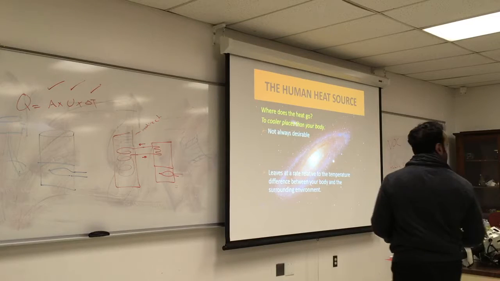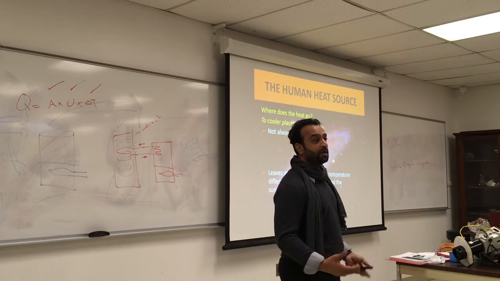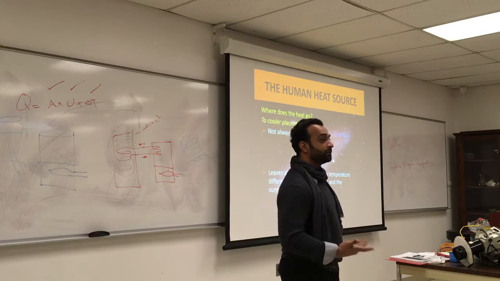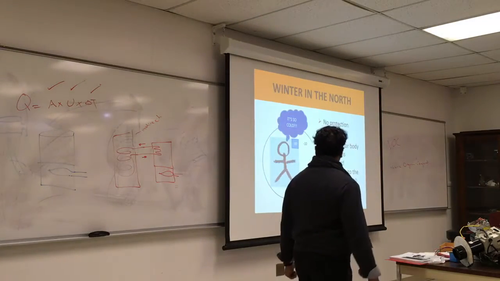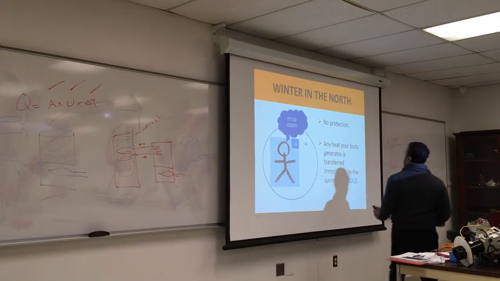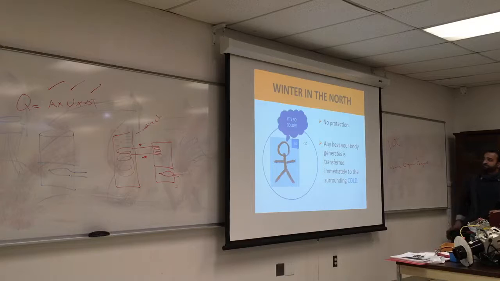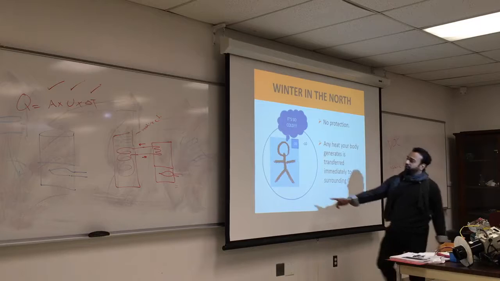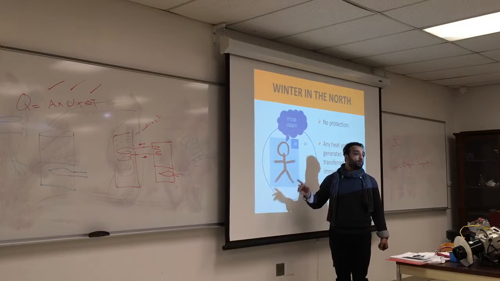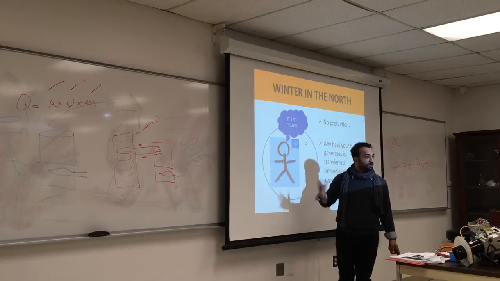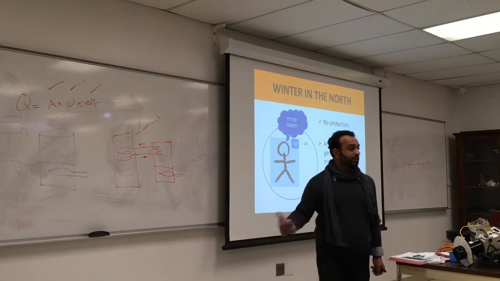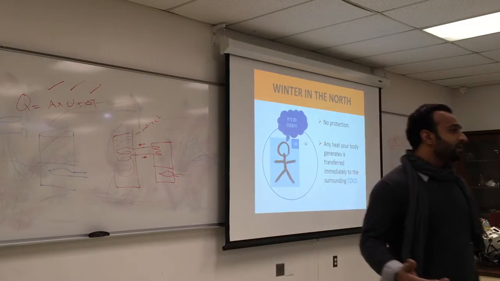But anyways, you lose heat from your body, so that's why we cover up. With the surface area, you lose a lot of heat. With no protection, any heat is transferred immediately to the surrounding cold. If you're not wearing anything and it's -10 outside, this is the envelope around your body. It's going to be -10. Whatever heat you have is going to leave quickly, and that's air.